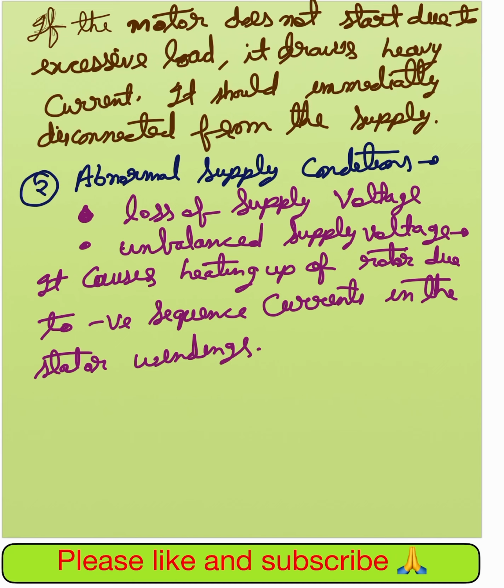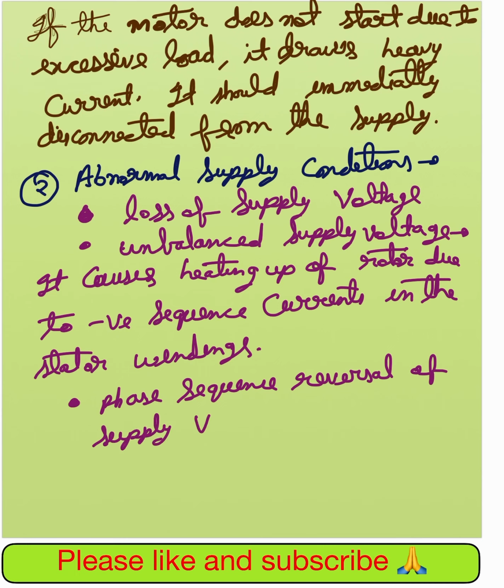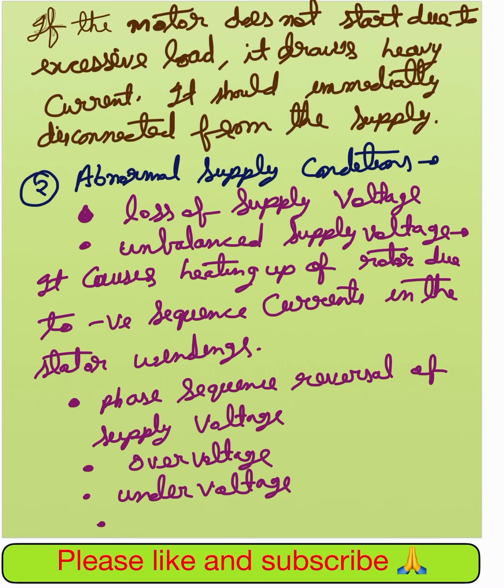The next point is phase sequence reversal of supply voltage. Next is over voltage. Next, under voltage, and under voltage supply causes an increase in the motor current for the same load, and under frequency. So this is the fault due to abnormal supply condition.